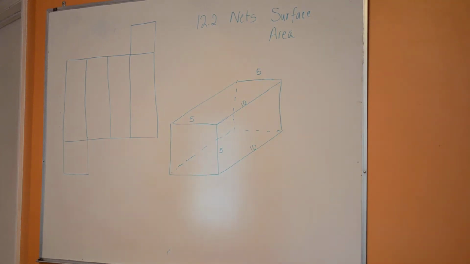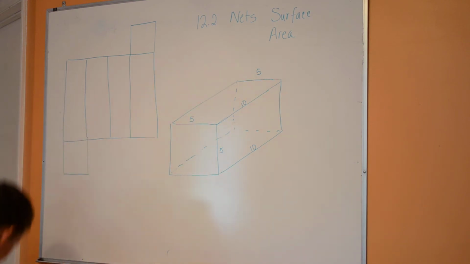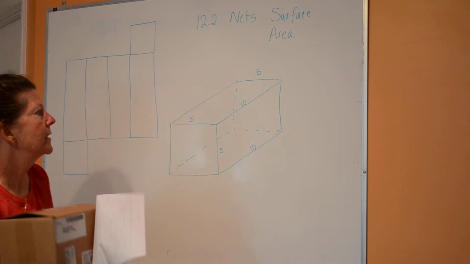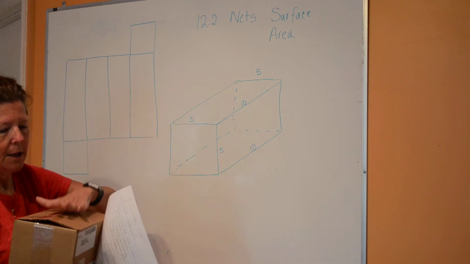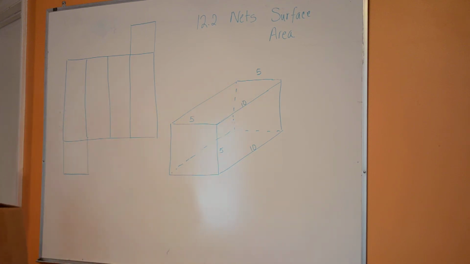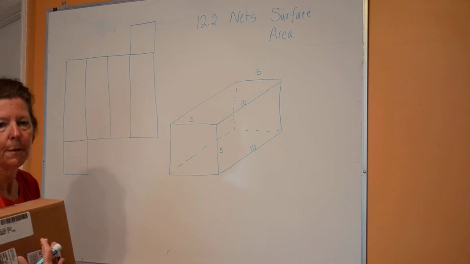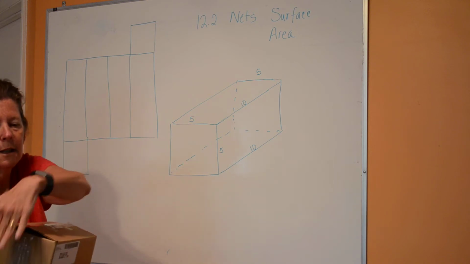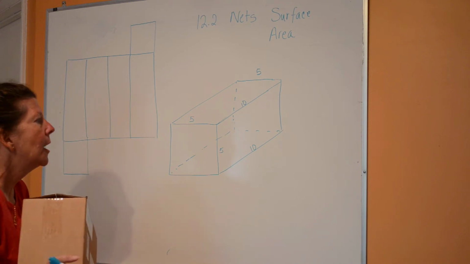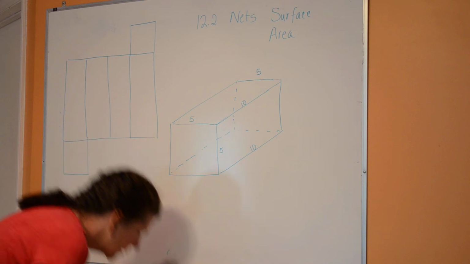Today we're on section 12.2 and it's nets and surface areas. So if I have a box, remember we were talking about surface areas before, that surface area is basically the area of the outside of the box. So if I wanted to know the surface area of this box, I could find the area of the top, the area of the bottom, the area of the sides, and the area of the ends, and just add it all up together. So basically I have drawn out, we'll say, this box.